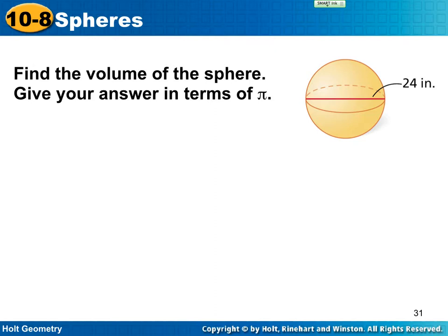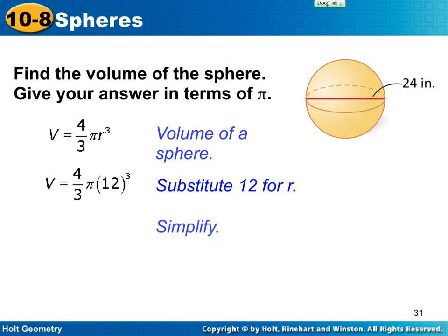12. Okay, so you're going to have to cube 12. Take it times 4/3, which you could do by multiplying by 4 and dividing by 3. You need 2 steps. That with pi should be 2,304 pi, or 2,304 times pi.